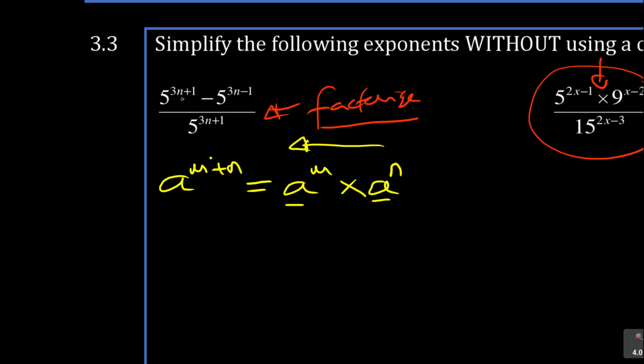Similarly, I just want to take this guy here and write it, 5 to the power of 3n plus 1. What does it become? Using the same rule, it will be 5 to the power of 3n times, see where there is a plus, that's where you put a times, 5 to the power of 1.